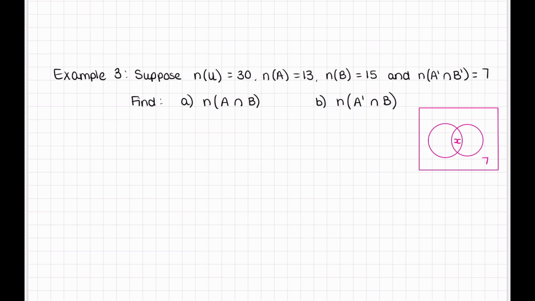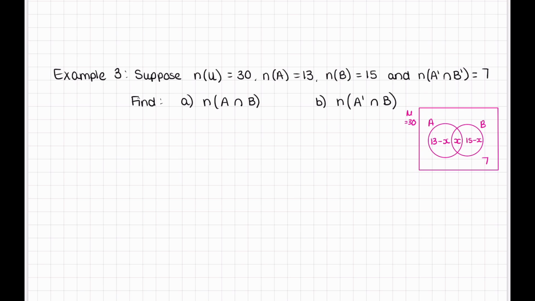We know that the number in A is 13. So this has to be 13 minus X, because we know A is the whole circle, and this B part here is 15 minus X. So that's a way that we can represent our universal set, and we know all this ultimately has to add up to 30. So then to be able to work out different parts of this question, especially part A, we want to know how many is in the intersection. We're wanting to find out what X is.